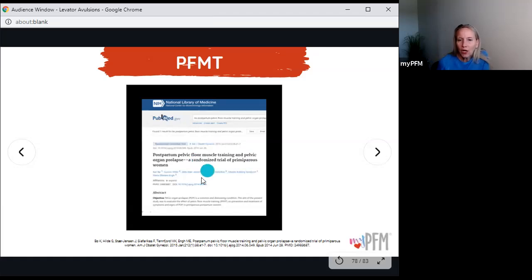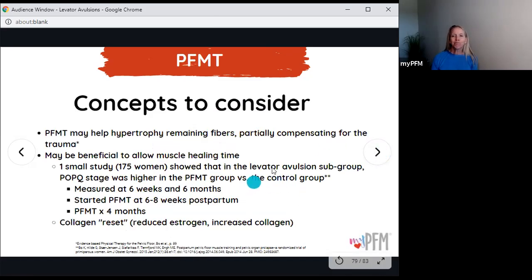Okay, so going on, postpartum pelvic floor muscle training and pelvic organ prolapse. So this is again Dr. Bowe. What does immediate postpartum pelvic floor muscle training, what effect does that have on a levator avulsion? And that's a question that we don't know.